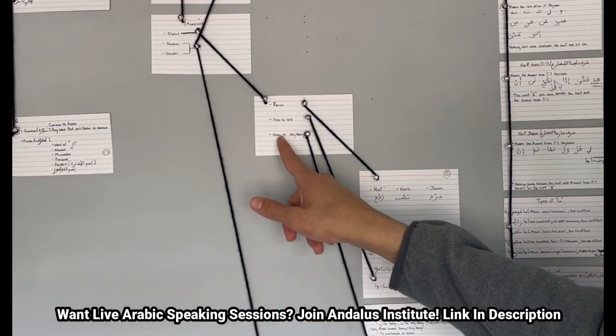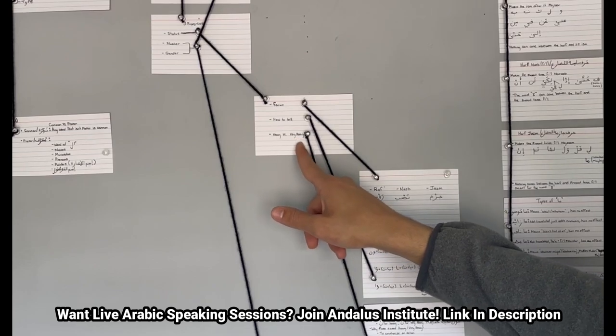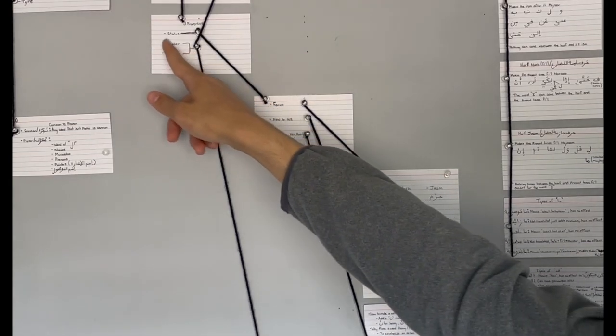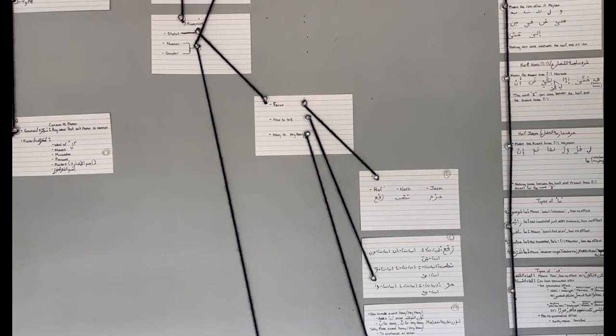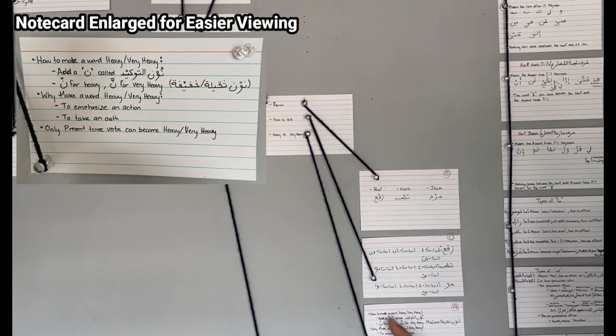Now you have heavy versus heaviest, or heavy versus very heavy fi'l. Remember, we're only on status here: status, forms, how to tell heavy versus very heavy. Words are not heavy or very heavy by default. They're just normal. And you can make it heavy by adding a noon. Now there's a noon with a sukoon and a noon with a shadda. Noon with a sukoon is called noon khafifa. Noon with a shadda is called noon thaqila. So if you have the word yansuru, yansuru means he helps.